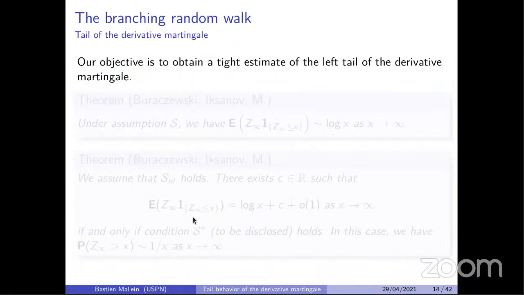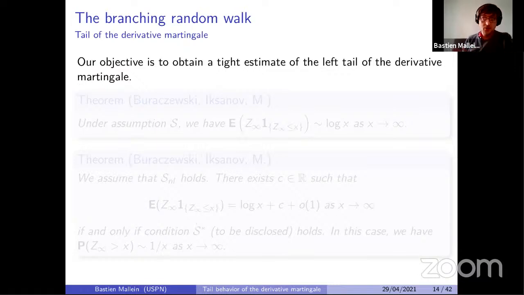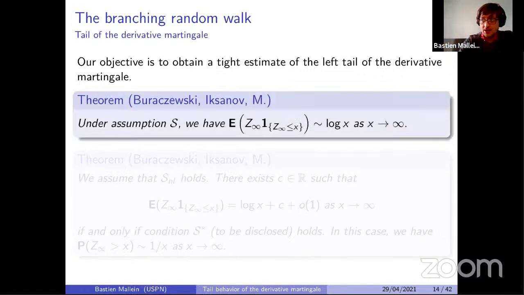Okay. So then our objective was to obtain a tight estimate for the left tail of the derivative martingale. And what we showed is that under the assumption S, which is necessary and sufficient for the existence of the derivative martingale, the expectation of Z infinity times the indicator that Z infinity is smaller than x grows as log x as x goes to infinity.